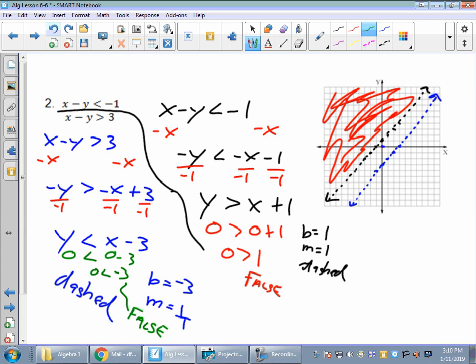So I'm going to shade, here's 0, 0. I'm going to shade the opposite side of that. Because here's 0, 0, I'm going to shade the opposite side because it was a false answer. So I shade over here.